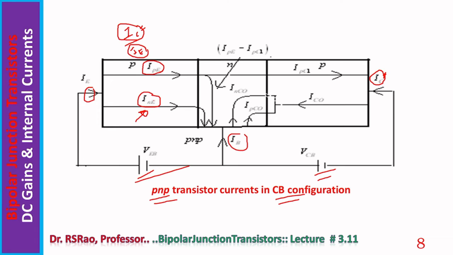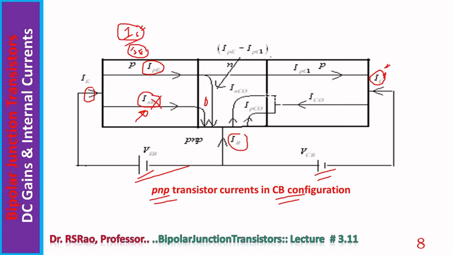So there are two reasons for calling INE a waste component. One reason is it is not at all contributing anything to IC. Second, it is in addition causing an increase in IE, therefore it is a waste component. INE has to be as small as possible. It can be made small only when the base is lightly doped. That is why the base is the lightest doped region.